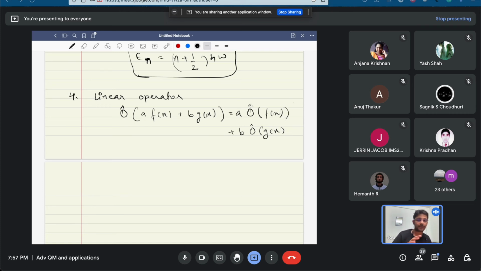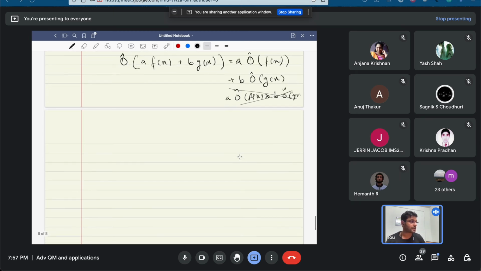It means that if you have two different functions, then it should linearly add up. It cannot be in a form like a O f of x times b O g of x. So this is not right. It has to be linear. The way the function is defined, the linear operator should be acting as it is. Okay, so for example, we can take a few examples here.